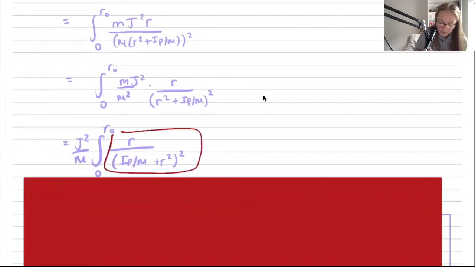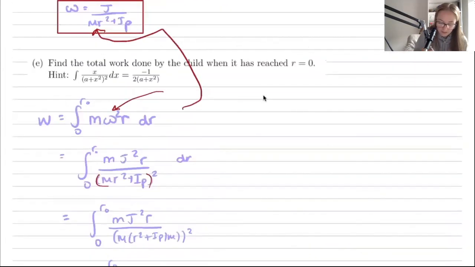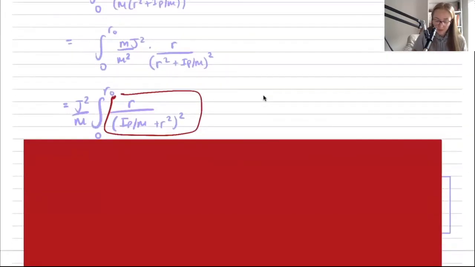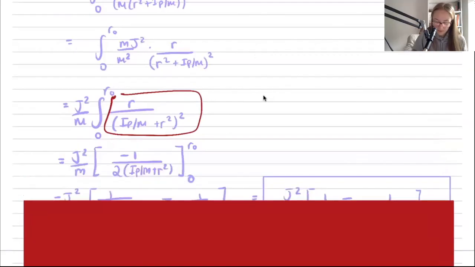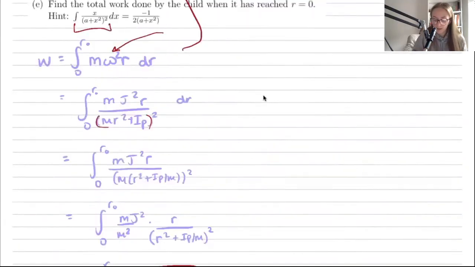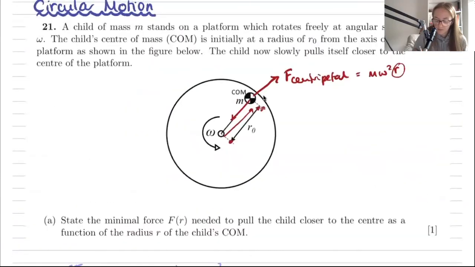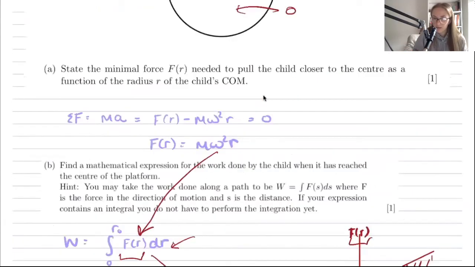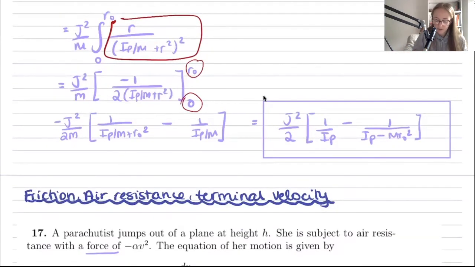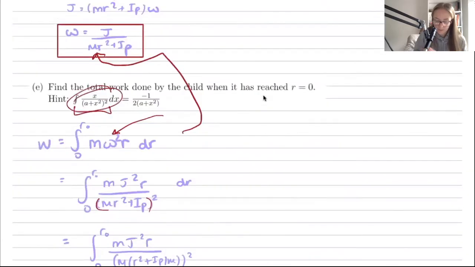And then at this point, we can see that it is identical to what's here, where our A is IP over M. And then we can just stick in that integral. And remember that you perform the integral between your two bounds. So here we're saying that we're traveling from R0 to 0. So those are our two bounds. Our upper bound, our larger value, being R0 and our lower bound being 0. So we're integrating between R0 and 0. And then we come up with this expression here from this that they told us.